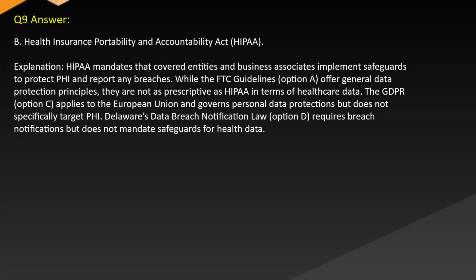Answer. B. Health Insurance Portability and Accountability Act, HIPAA. Explanation. HIPAA mandates that covered entities and business associates implement safeguards to protect PHI and report any breaches, while the FTC guidelines, option A, offer general data protection principles. They are not as prescriptive as HIPAA in terms of healthcare data.